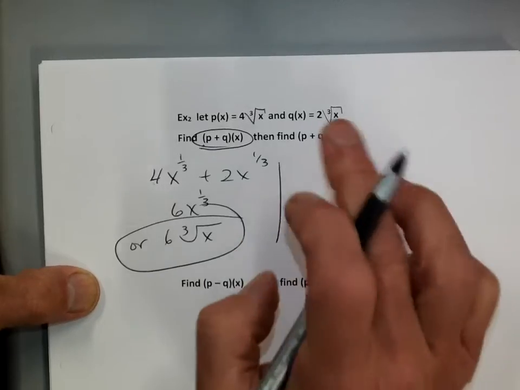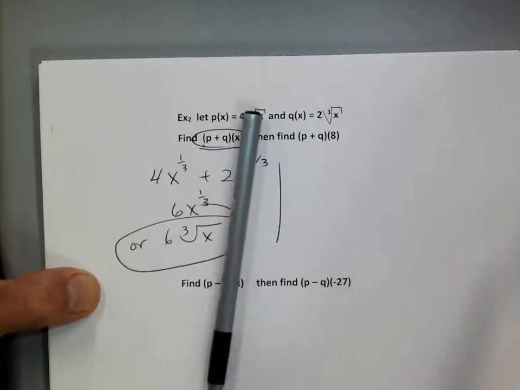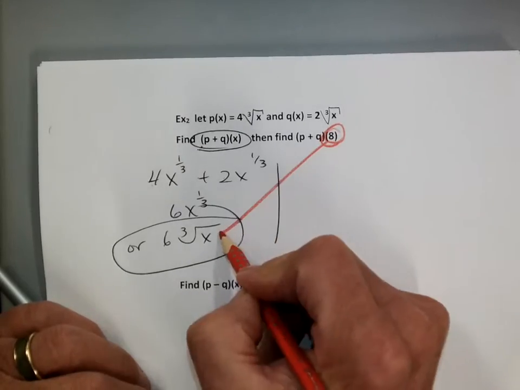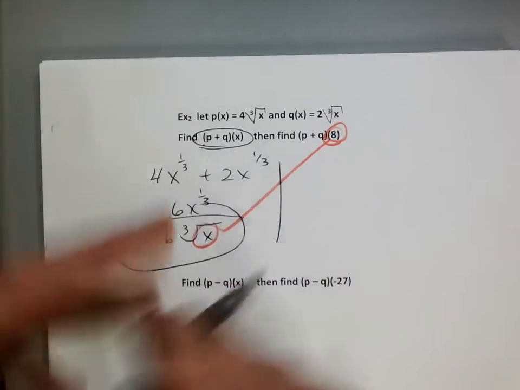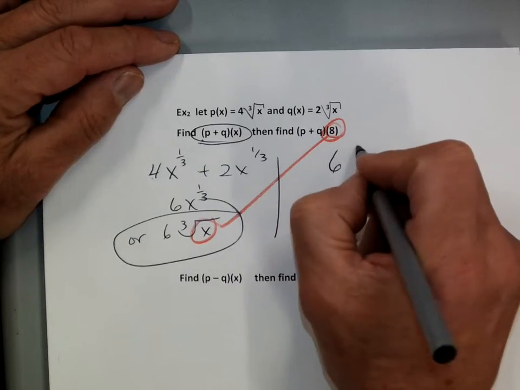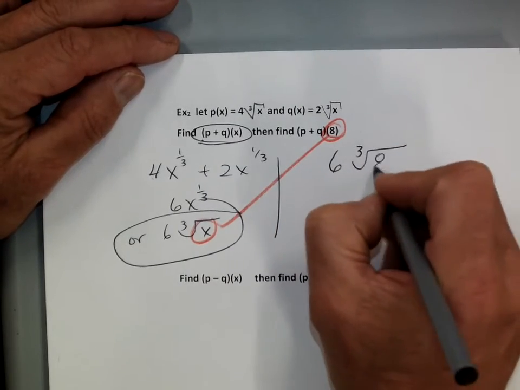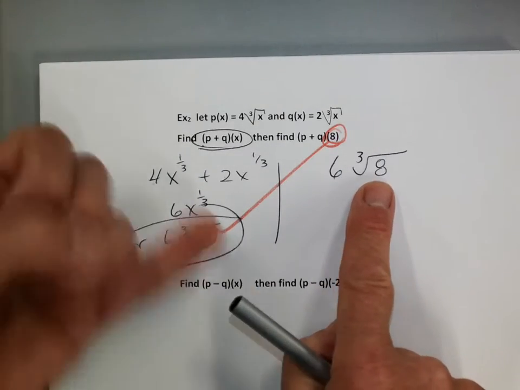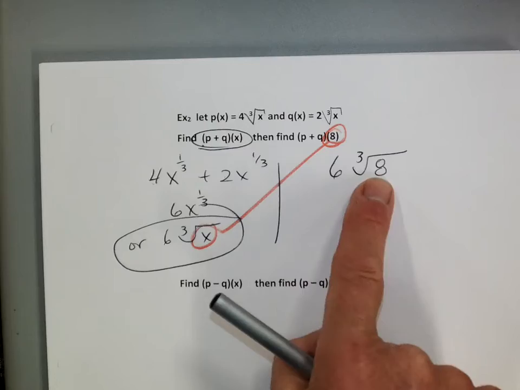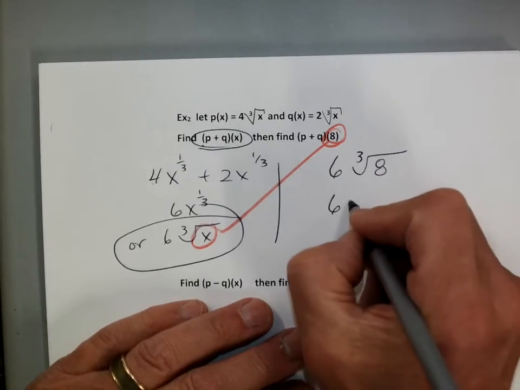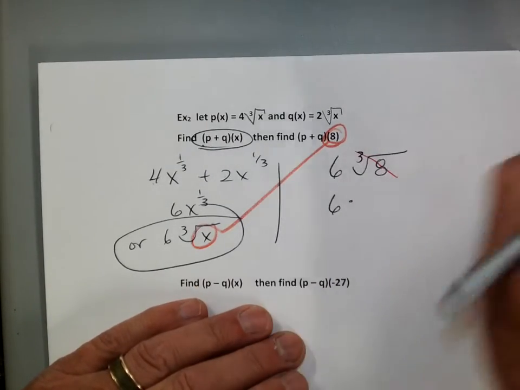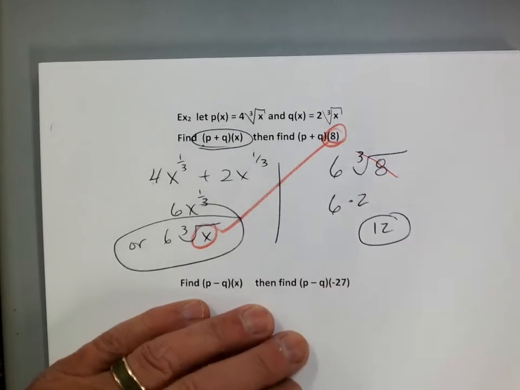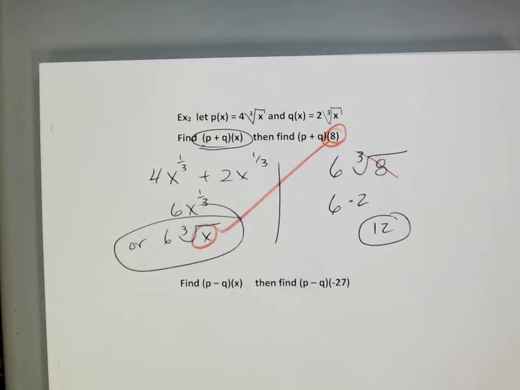Now, what about p plus q of 8? All I'm going to do is plug in 8 into my answer. Let's take 6 times the cube root of 8. You can use a calculator, but I can do this in my head because I know what times what makes 8. Well, that's easy, it's going to be 2. So I have 6 times the cube root of 8, which is 2. 6 times 2 is 12. That was easy.